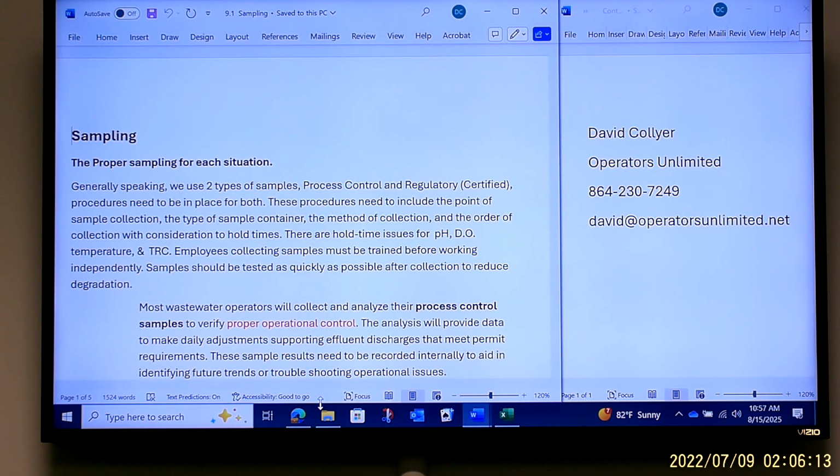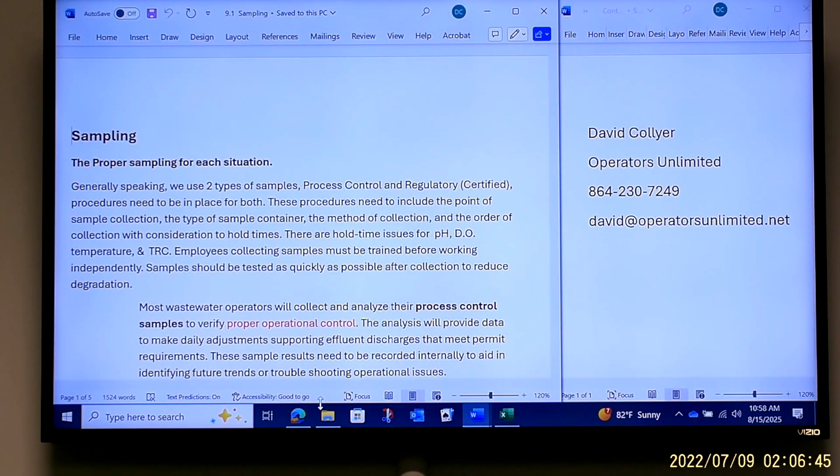One sample is not adequate for every situation. Generally speaking, we use two types of samples: process control and regulatory. Procedures need to be in place for both. These procedures need to include the point of sample collection, the type of sample container, the method of collection, and the order of collection with consideration to hold times.